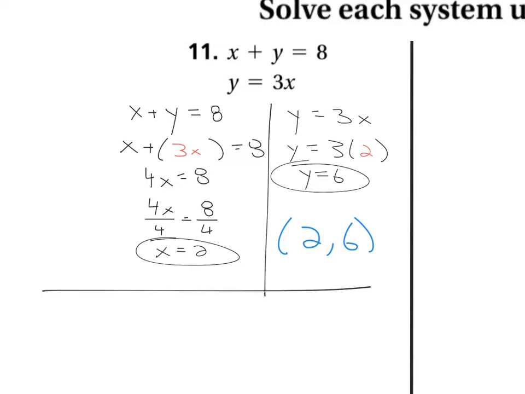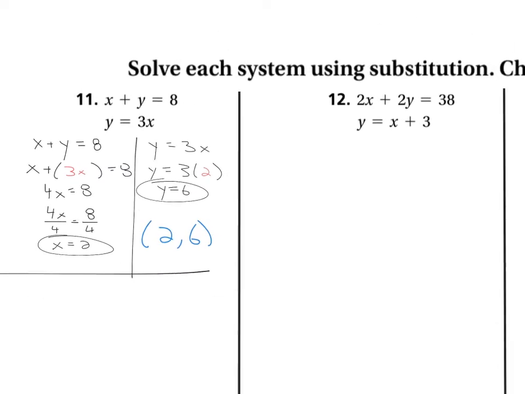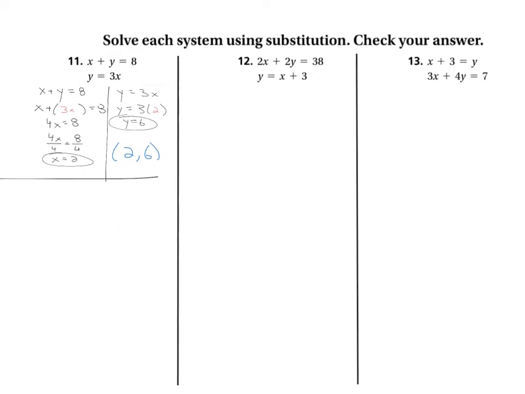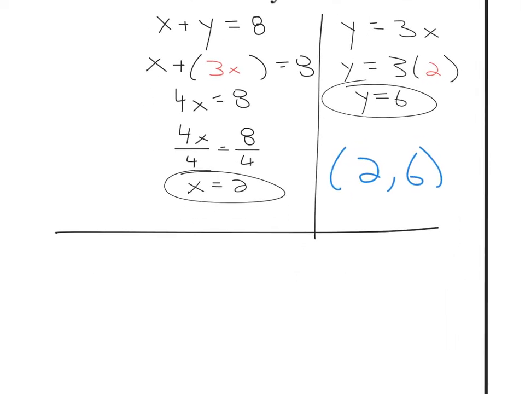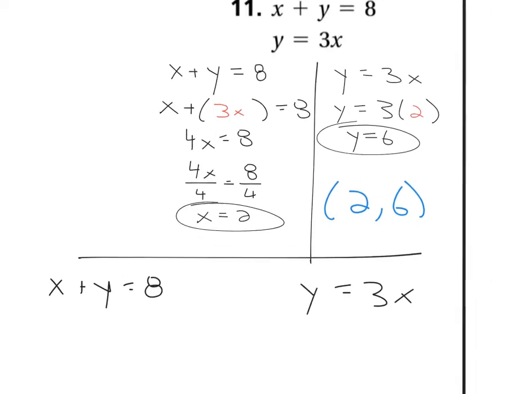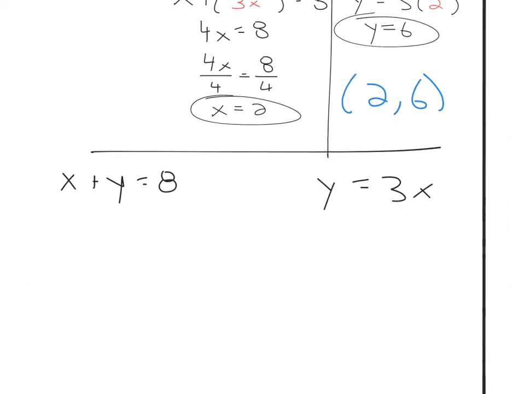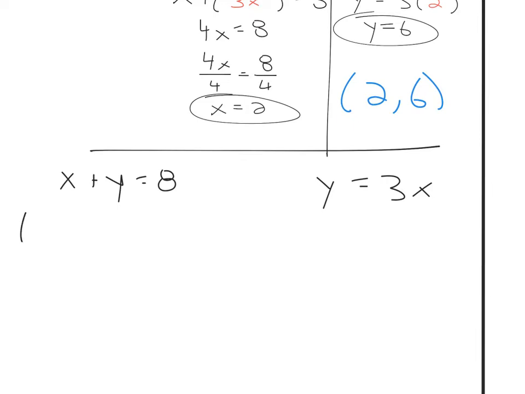Okay? But what we want to do is, because it says in the instructions, solve each system, sorry, let me zoom it out, solve each system using substitution, and then check your answer. So if we're going to check our answers, then we need to take the two original equations, x plus y equals 8, and y equals 3x, there they both are, and we're going to actually substitute those values in. So we say parentheses plus parentheses equals 8, parentheses equals 3 times parentheses.